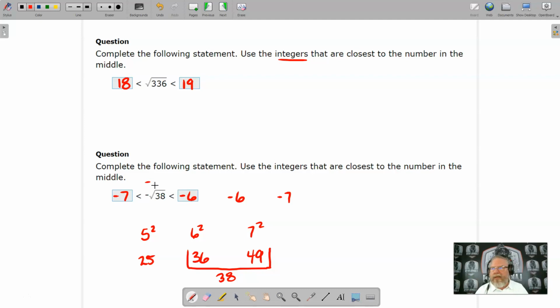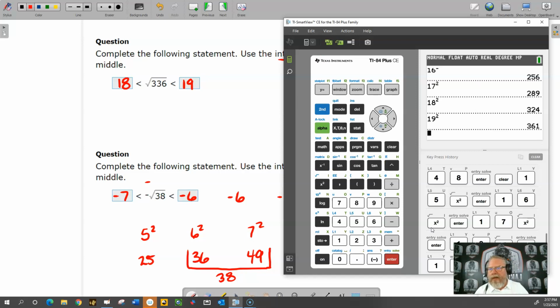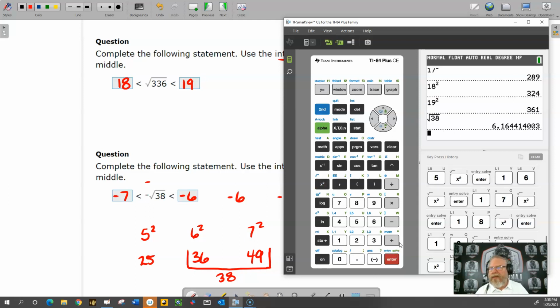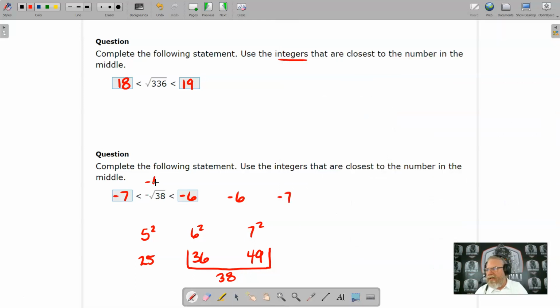And if we actually, let's see what that number is. Just for the fun of it, let's see what the square root of 38 is. So we're looking for the square root of 38 equals 6.16. So we would have -6.16 if we actually solve that. So we know that this value would fall somewhere between -7 and -6. We would read this as -7 is less than the square root of the opposite of 38, and the opposite of 38 is less than -6. So that's how we would read that there.